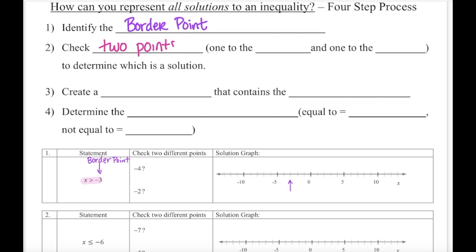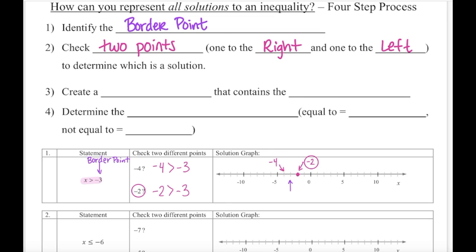Next, we have to check 2 points. We're going to check 1 point to the right and 1 point to the left, because only one of those can actually be a solution. You can't have 2 of them be a solution. So I'm going to check negative 2 and negative 4. You can already see that that's set up for you here. To do this, we're just plugging it into the statement. Is negative 4 greater than negative 3? Or is negative 2 greater than negative 3? Remember, greater than means to the right of, or closer to positive infinity. So that means negative 2 is our solution here. This is the value that makes the inequality true.